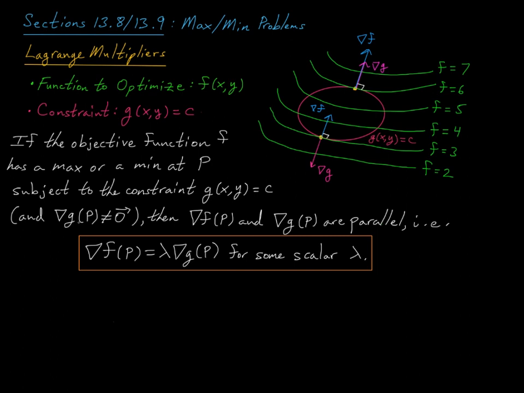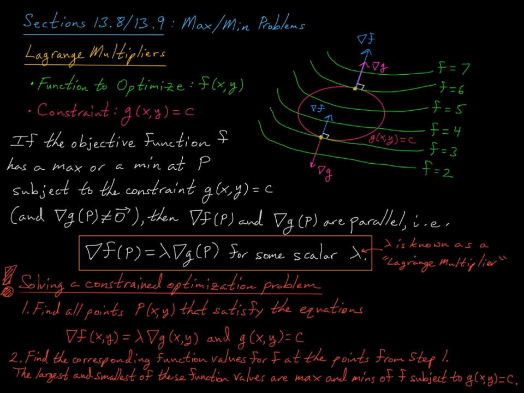So put another way, and we'll assume for the moment that the gradient of g at P is non-zero, that implies that the gradient of f at P is equal to some scalar multiple of the gradient of g at P. Okay, and we refer to this scalar multiple, lambda, as a Lagrange multiplier.